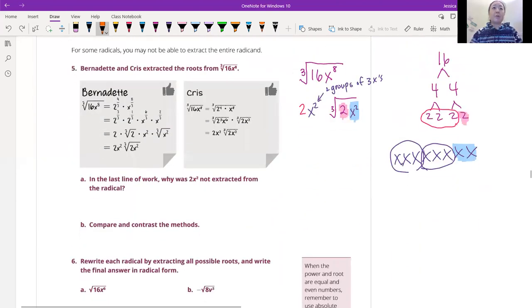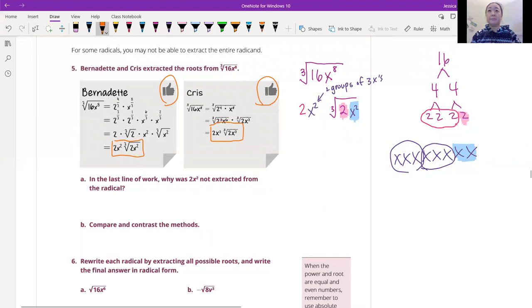All right, now we're going to go to Bernadette and Chris. So Bernadette and Chris, if you notice right here, they have the right answer. They're like, yes, we did it right. They did it in different ways, right? One changed everything to exponents, while the other one kept the radicals, but they do get this answer, right? And then we're going to take a look at how they got that answer.